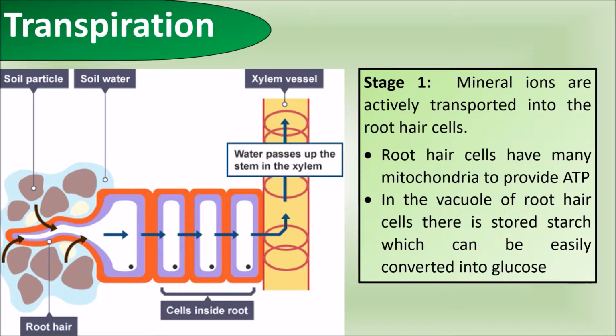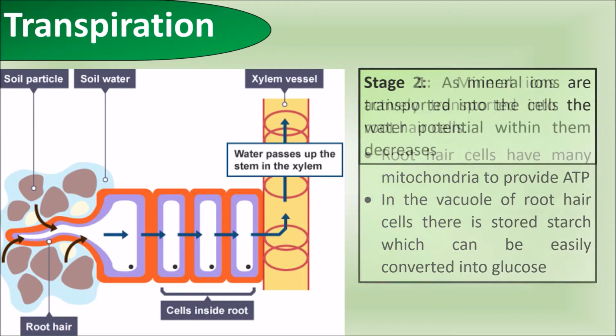Root hair cells have many mitochondria to provide ATP. In the vacuole of root hair cells, there is stored starch which can be easily converted into glucose to provide the raw material that is needed by the mitochondria to produce ATP.